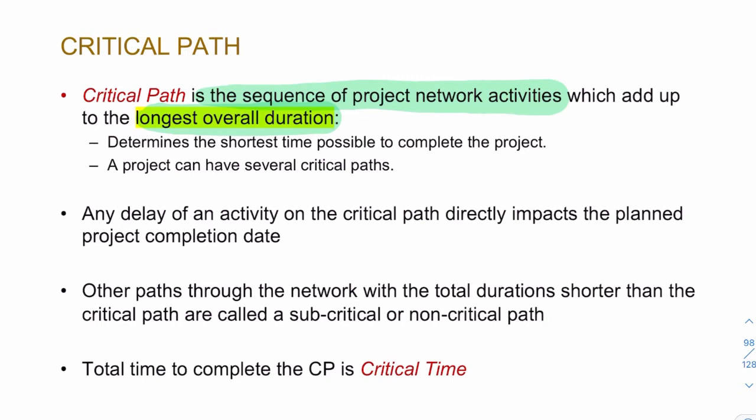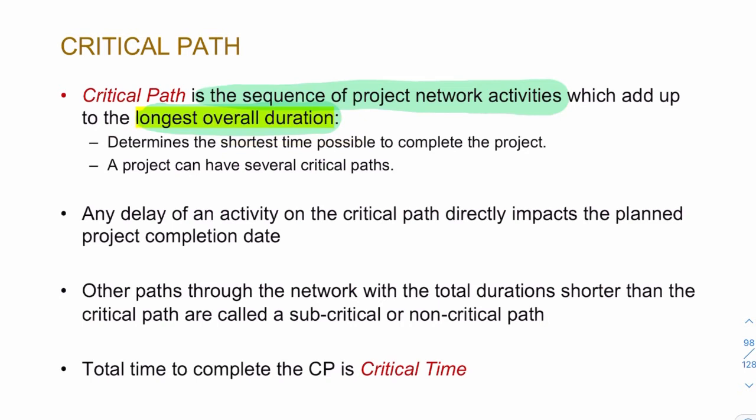So that determines the shortest time possible to complete a project. Now you might be thinking, longest duration, shortest time, how does that work? Well, the shortest time possible is determined by the tasks which take the longest, because a project can't happen faster than the slowest part. So by identifying which bits take the longest, that allows you to find the shortest time possible.